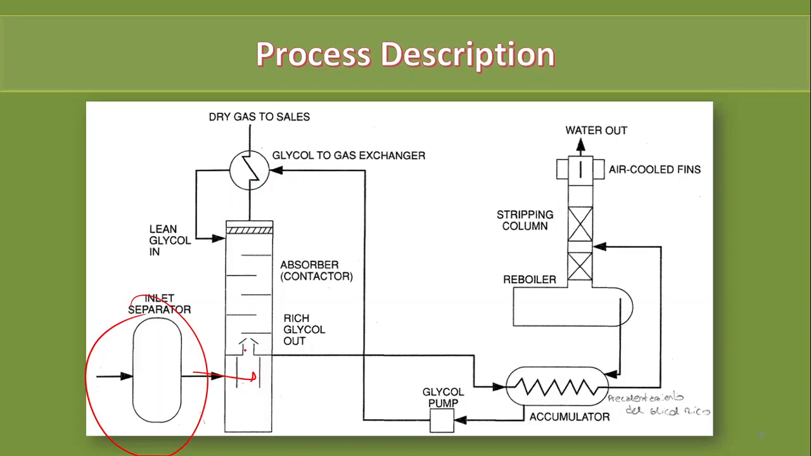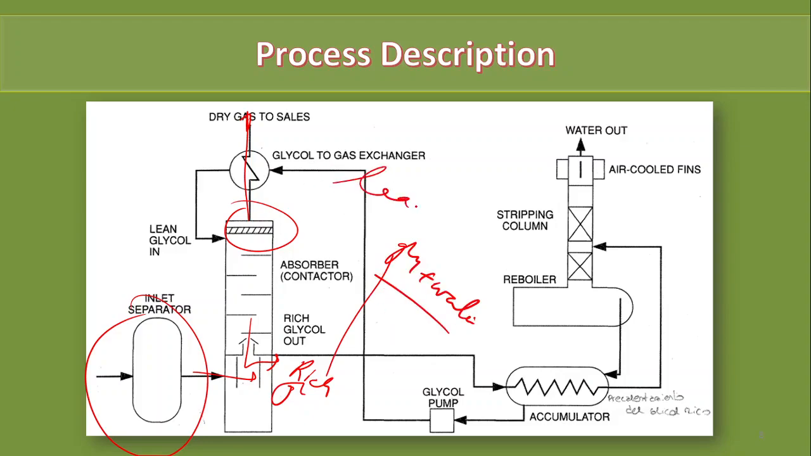Now everything is gone, so the top portion is explained here. Look over the bottom portion. This is the rich glycol. Rich glycol means glycol plus water. Lean glycol means without water.